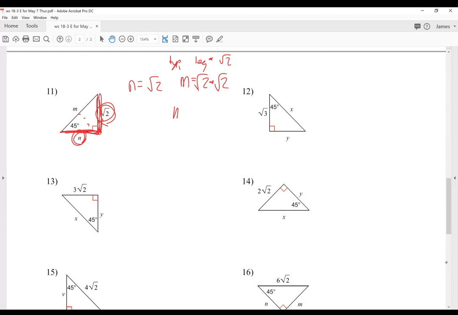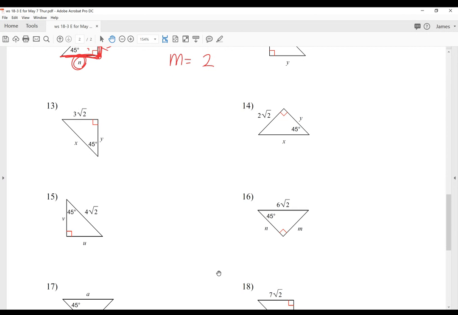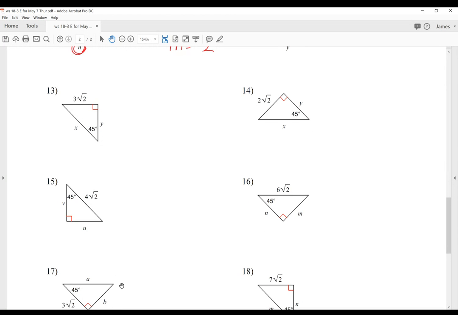So hypotenuse is square root of 2 times square root of 2, which is square root of 4. Don't leave it as square root of 4. You could simplify. That's 2. If you can simplify, you must simplify. Same thing's going to happen on number 13. You will be able to simplify. Okay, maybe I should do it.